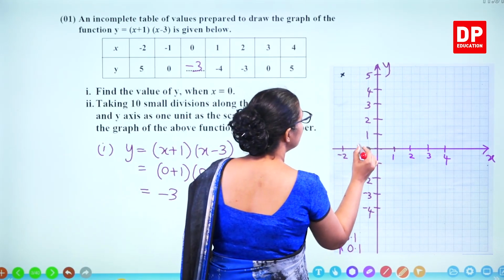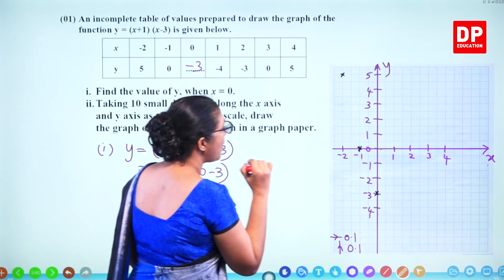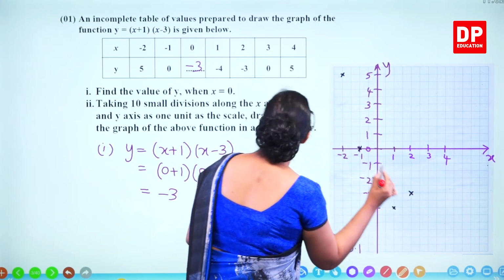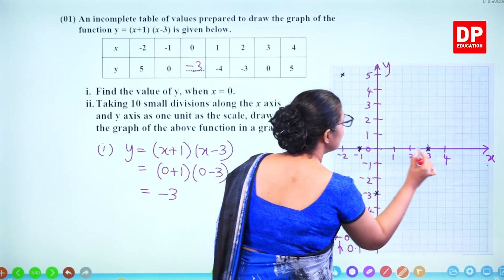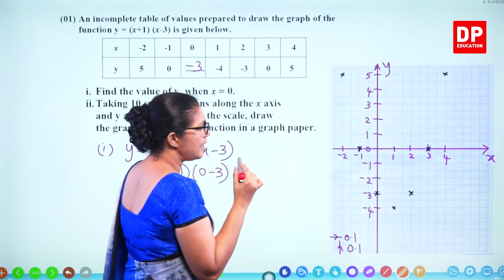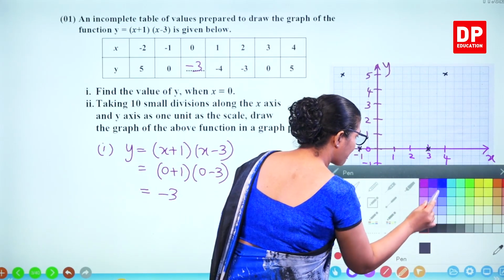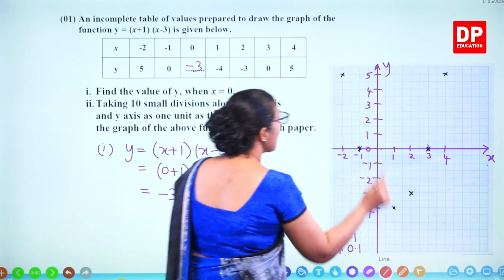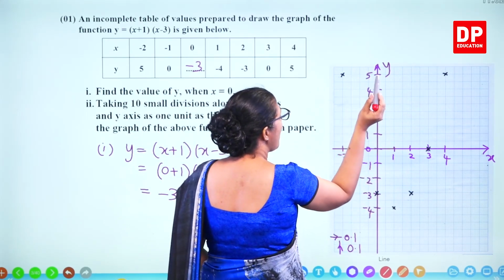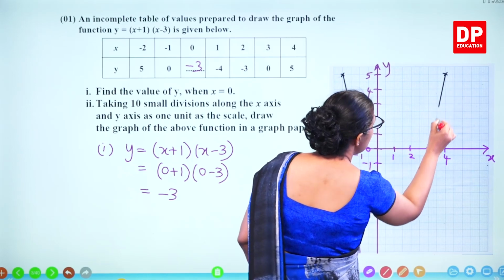Minus 1, 0. Here. 0, minus 3. This point. 1, minus 4. 2, minus 3. 3, 0. 4, 5. Now you can connect smoothly. My advice is you can connect here to here only the ends using a ruler, but don't try to use it for all points. So, I can just connect here to here with a ruler and then smoothly you can connect without the ruler.